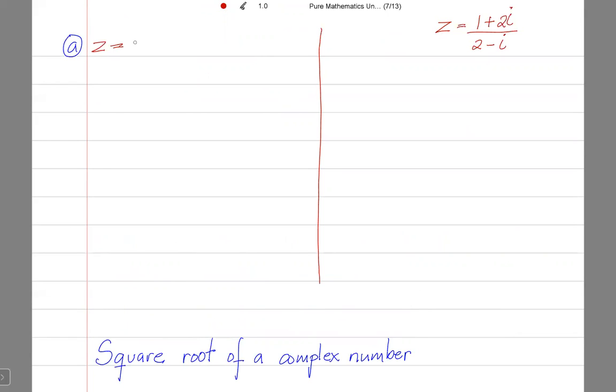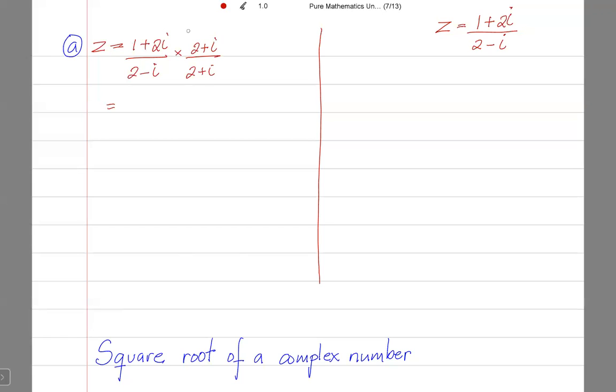z is 1 plus 2i divided by 2 minus i. So the way to simplify this is to multiply both the numerator and the denominator by the conjugate of the denominator. So it's going to be multiplied by 2 plus i and multiplied by 2 plus i at the bottom as well.